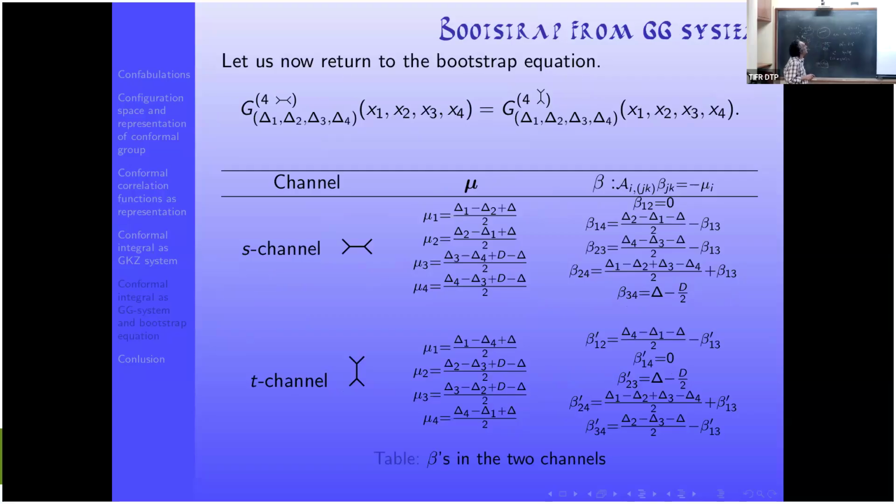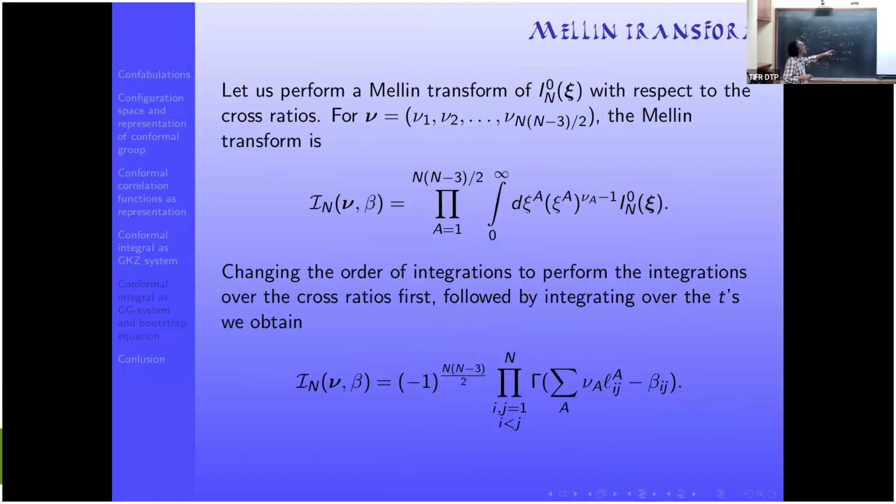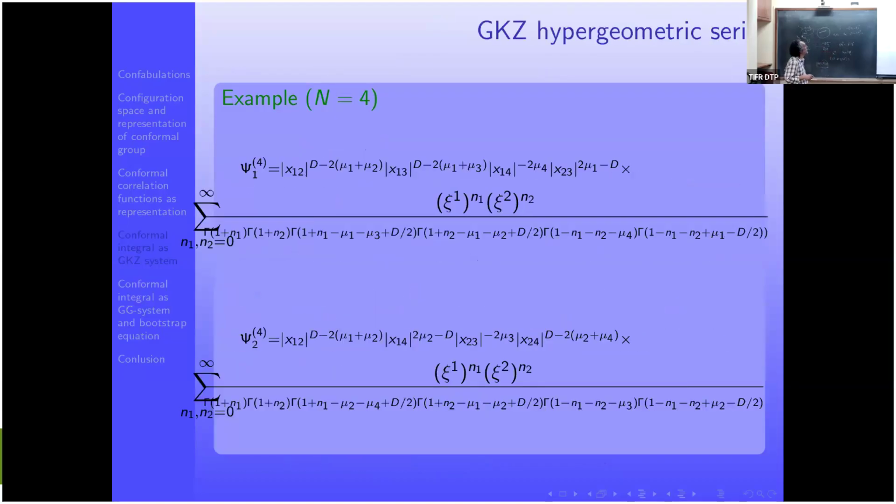And now I want to plug this in this Bootstrap equation. So I know the mu's that I wrote down by assuming the correlation functions. From there, I can solve for betas which satisfy this equation. So from mu's, I can get the betas in terms of the deltas, the weights of the original fields. Plug them in, and now I have to choose OPE consistency. For this, OPE consistency tells me that beta 1,2 is 0 in the S channel, and in the T channel, these are the two which come together. So beta 1,4 is 0. So what was beta? Betas are the powers of xij in the answers.